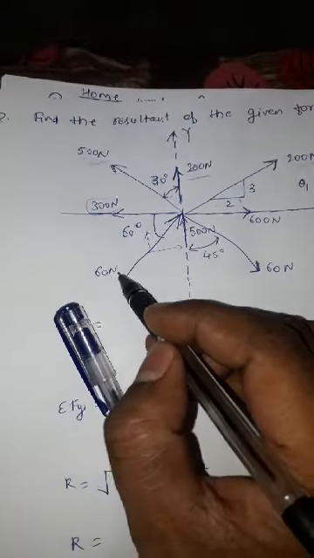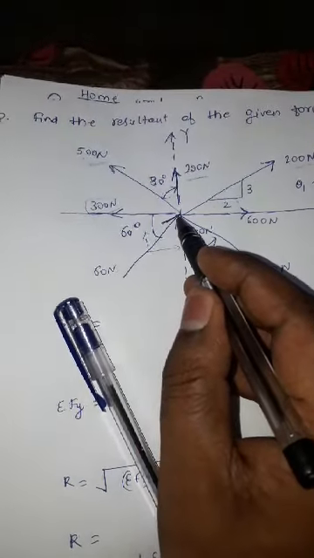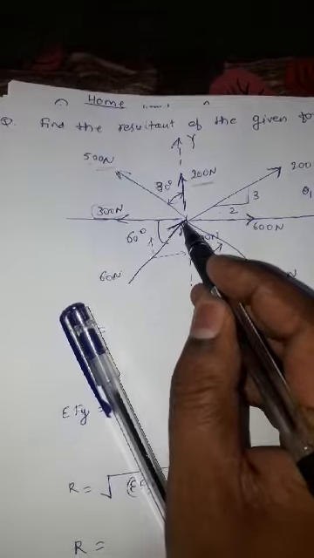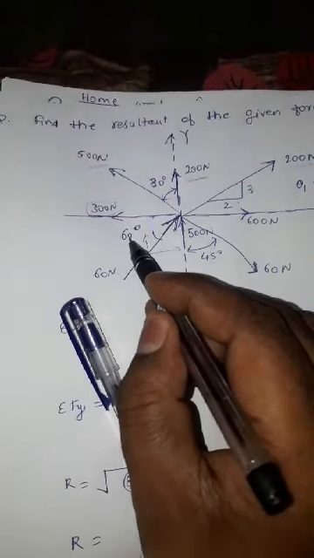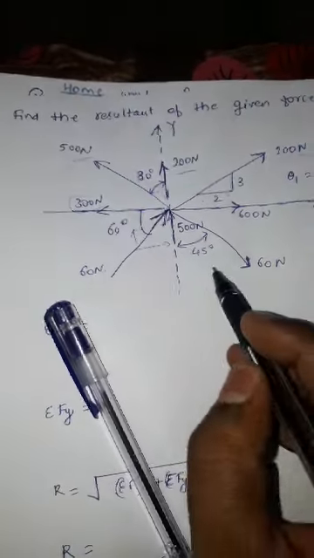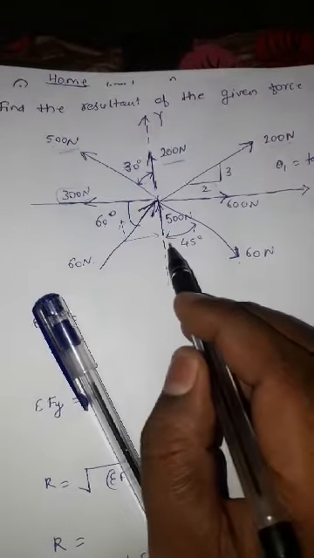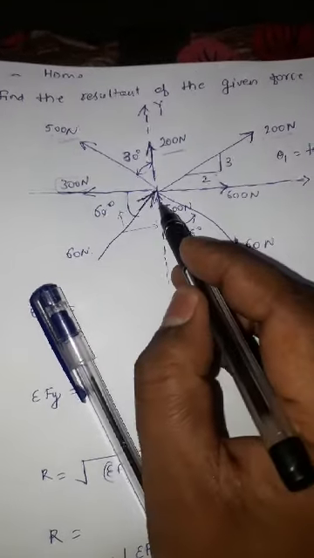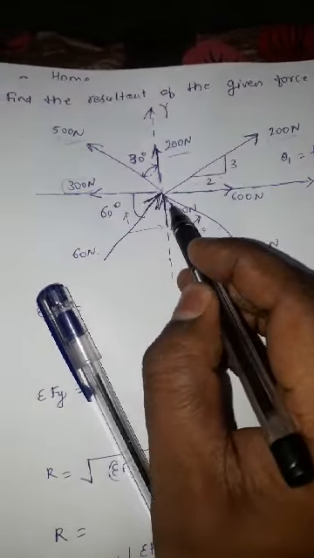Then you are given the 60 Newton force. You can see here this 60 Newton force is directed toward the center, making an angle of 60 degrees with the horizontal. This is another 60 Newton force making an angle of 45 degrees with the vertical, and also you are given here a 500 Newton force which is acting vertically upward.